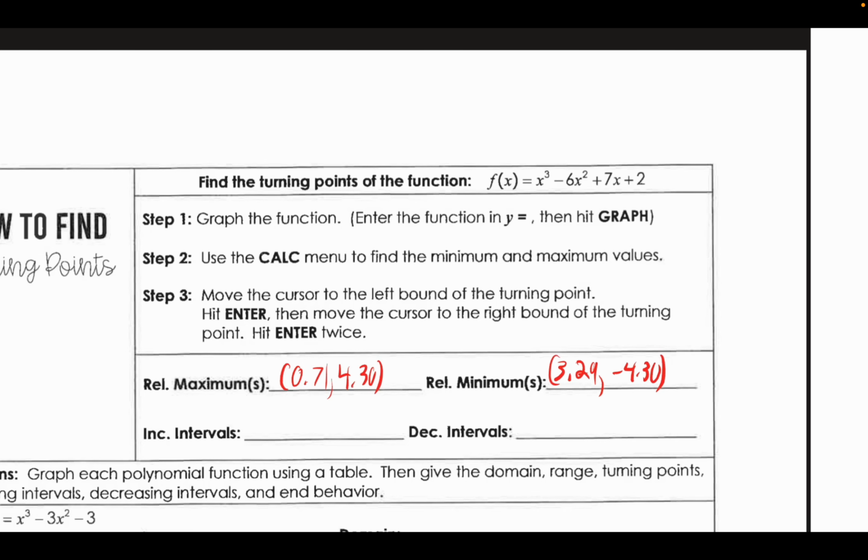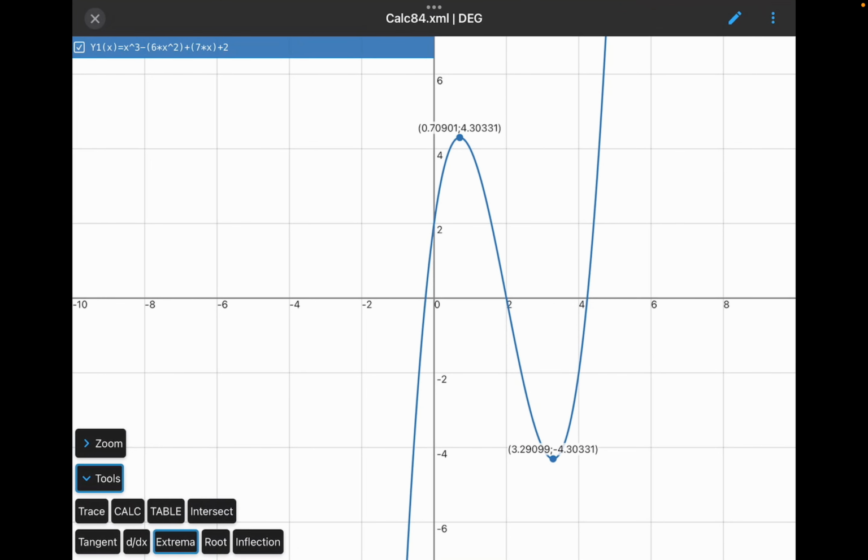And we only had one relative maximum and one relative minimum, because there's only one hill and one valley. If it were to have more hills and more valleys, which some of these graphs will, then we'd have multiple minimums or maximums, or potentially both.